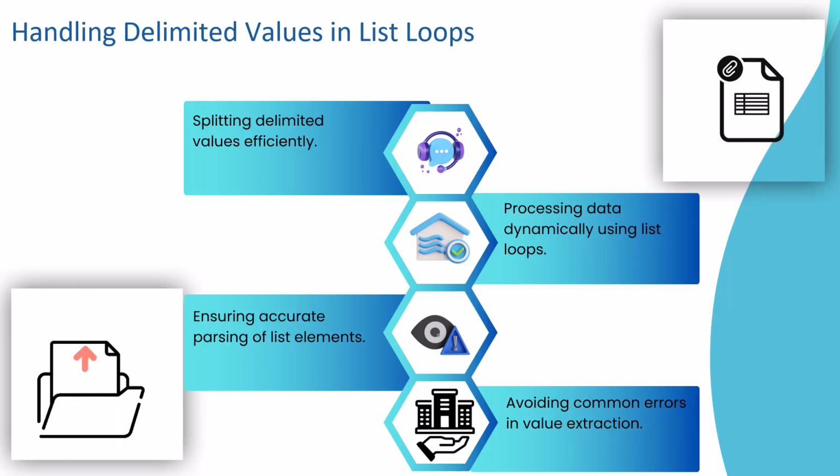Handling delimited values can be tricky, like separating ingredients while cooking. If your list isn't properly parsed, you end up with a messy data soup. By using loops, we split values cleanly, process them effectively, and minimize parsing errors. Imagine cutting a loaf of bread into neat slices instead of crumbling it apart. That's what a structured loop does for your data.